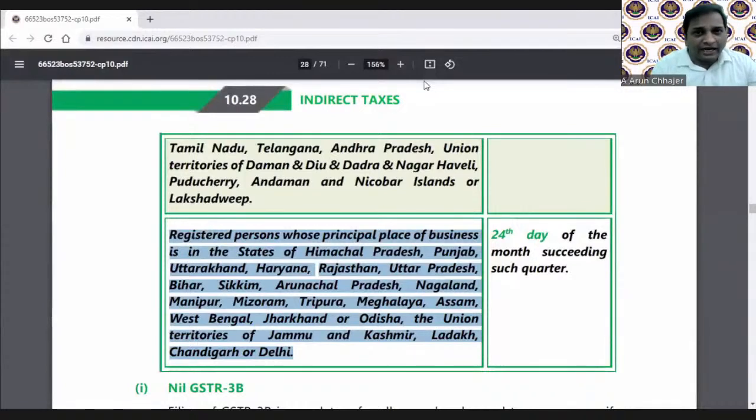But assume I have aggregate turnover below 5 crore. Still, can I go for monthly? Answer is yes. This option is available to me if my aggregate turnover is up to 5 crore. I can opt for QRMP, or I can go monthly as well. Where I have to select this option is available in the GST portal. Let me open the portal and show you how this option is to be chosen.